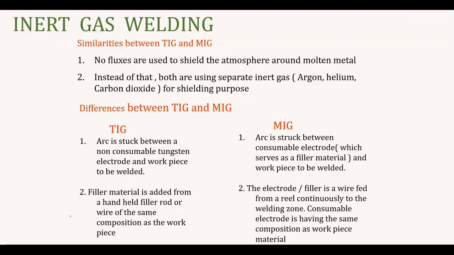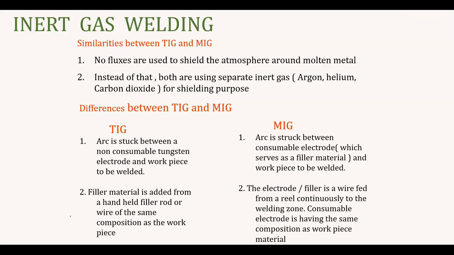Coming to the comparison, we need to compare with the MIG process, because MIG is also metal inert gas welding, and this is tungsten inert gas welding. So what are the similarities between the TIG and MIG processes? No fluxes are used, either in TIG or MIG. Instead, we use shielding gas to protect from the atmospheric condition. Both use inert gases, either argon, helium, or carbon dioxide, or a mixture of these.